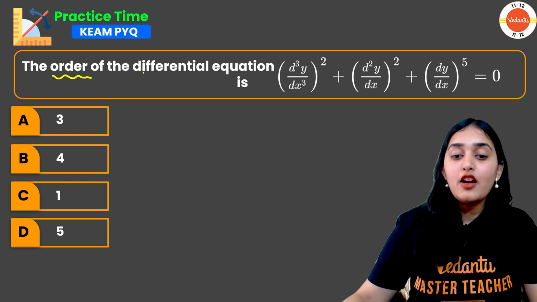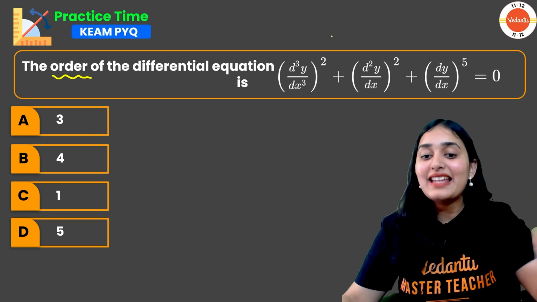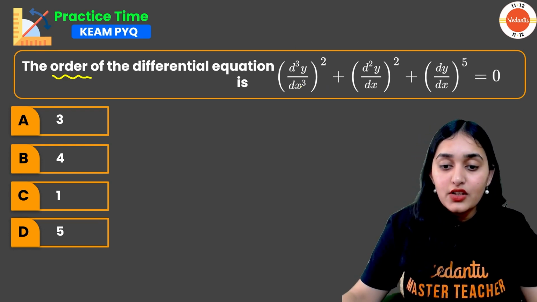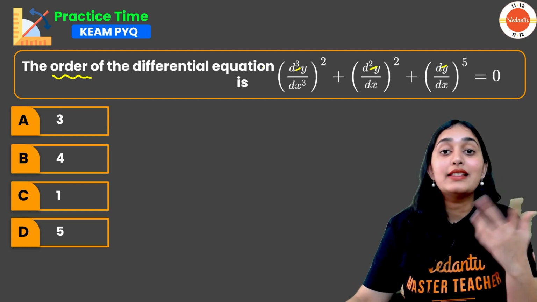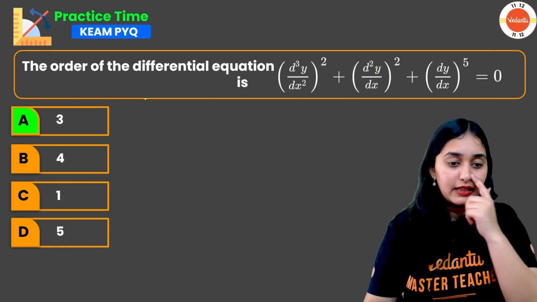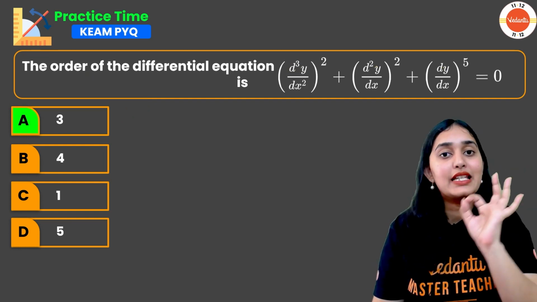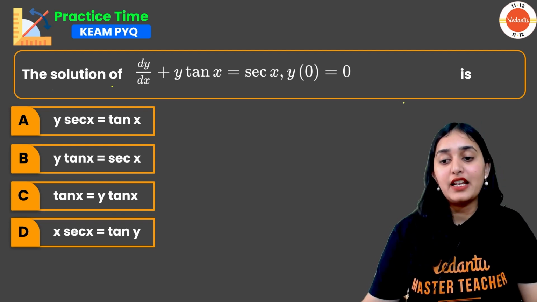Find the order of this differential equation. What is order? Highest order derivative. So this is D3, D2, D1. What is the highest order derivative? D3. So your answer is 3. So the order of differential equation is 3. Simple. Next, find the solution of this differential equation.